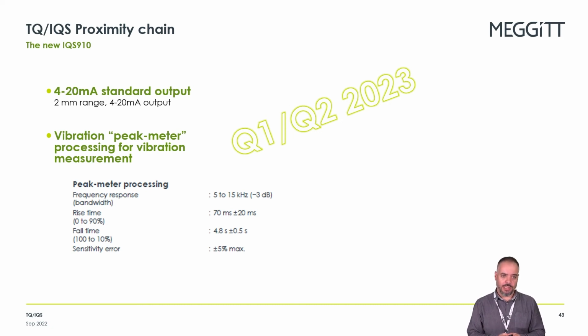The IQS 910 will be available in two versions. One like the current IQS 900 but with a more generic 4-20 mA output, and the second version will have an integrated vibration peak meter processing for vibration measurement. This version will therefore provide a slowly varying DC signal that responds to the peak values of the vibration signal. These versions will have similar certifications like the IQS 900, including SIL, and keep as well the raw output, test input and self-diagnostic capabilities.